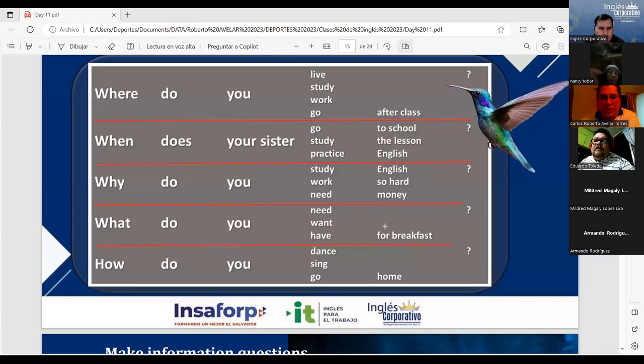Where do you live? Where do you study? Where do you work? Where do you go after class?